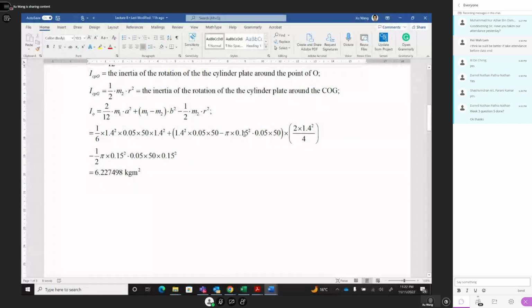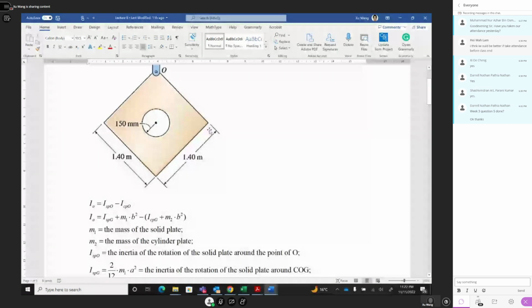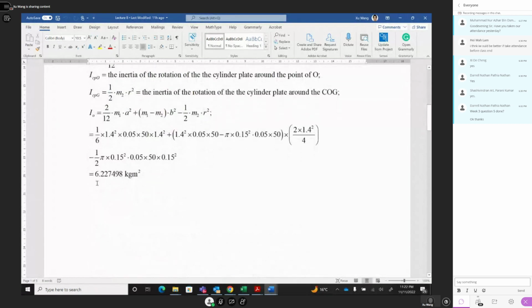And then another one is I_2. You take this mass over, and multiply by the radius, which is 0.15. Calculating this, you get the result 0.227 kilogram meter square. That's how you solve this problem.